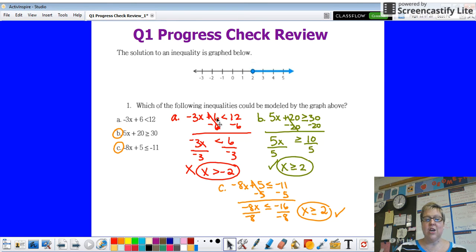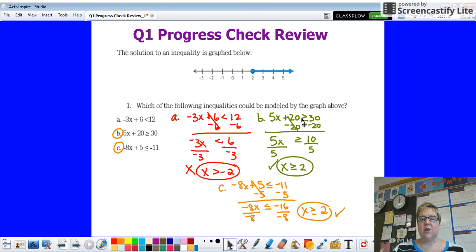So for A, you're going to subtract 6 from both sides to get x by itself on the left. So then you have negative 3x is less than 6. When we divide by negative 3, we are left with x being greater than negative 2. Remember, we have to flip the sign when we divide by a negative. So that one does not work.